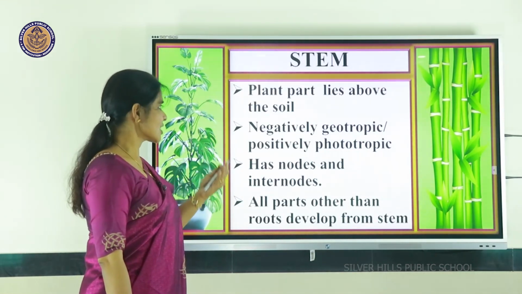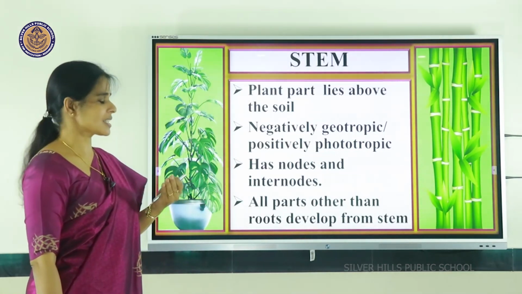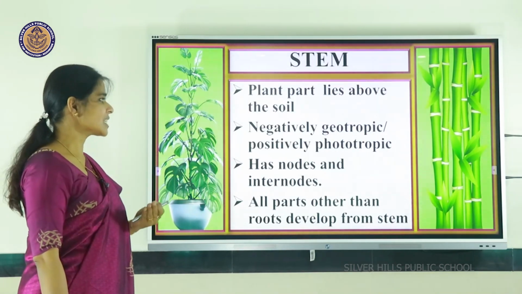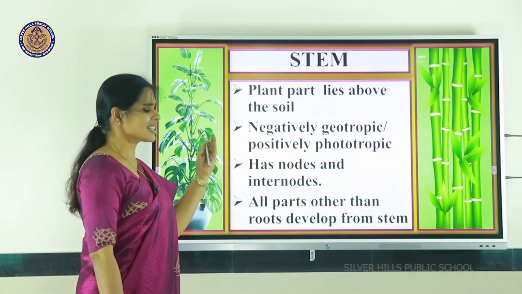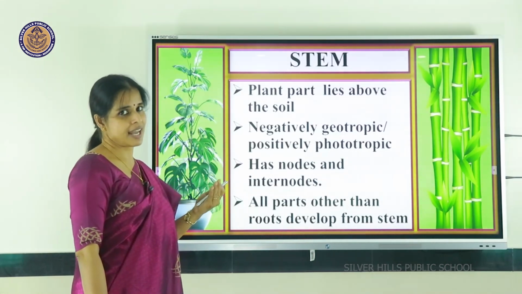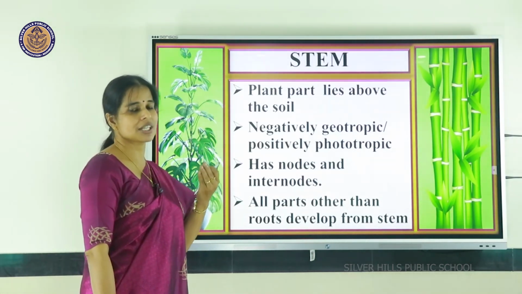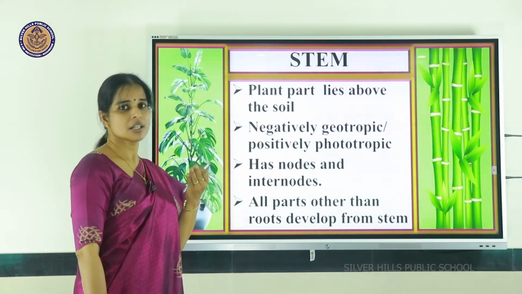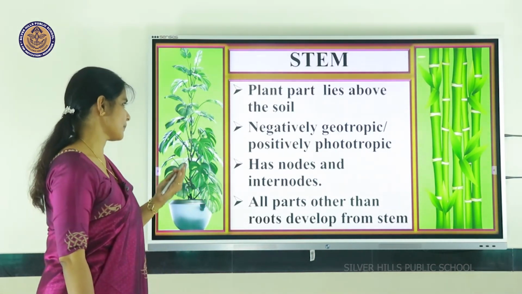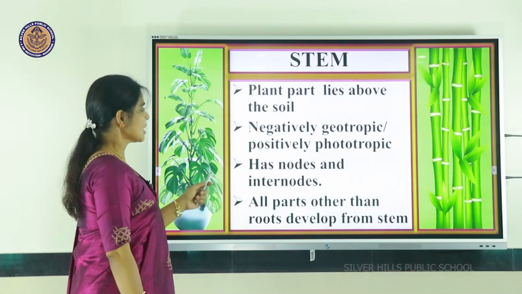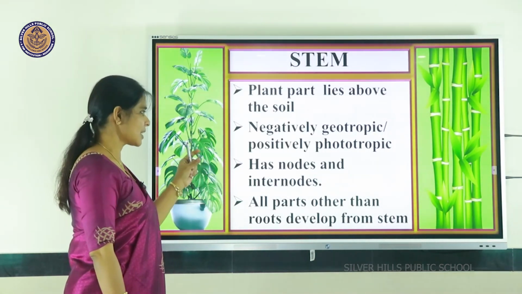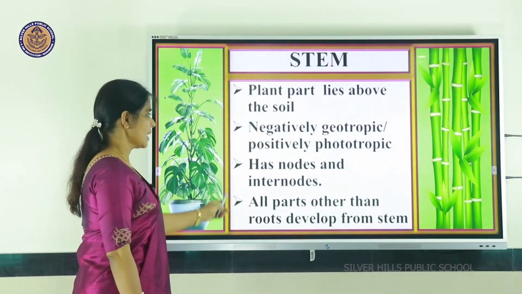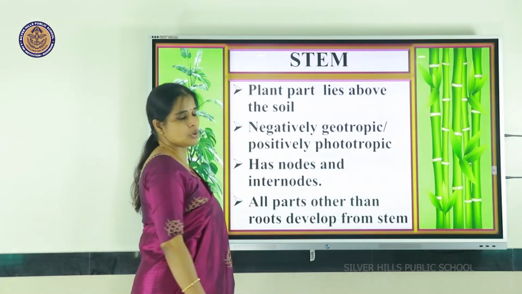Next, as it shows affinity towards light, it is known as positively phototropic. Positively phototropic means it always prefers light. It is always growing or moving forward to face the light. Now, another important feature of the stem, which differentiates it from the root, is that it has nodes and internodes.